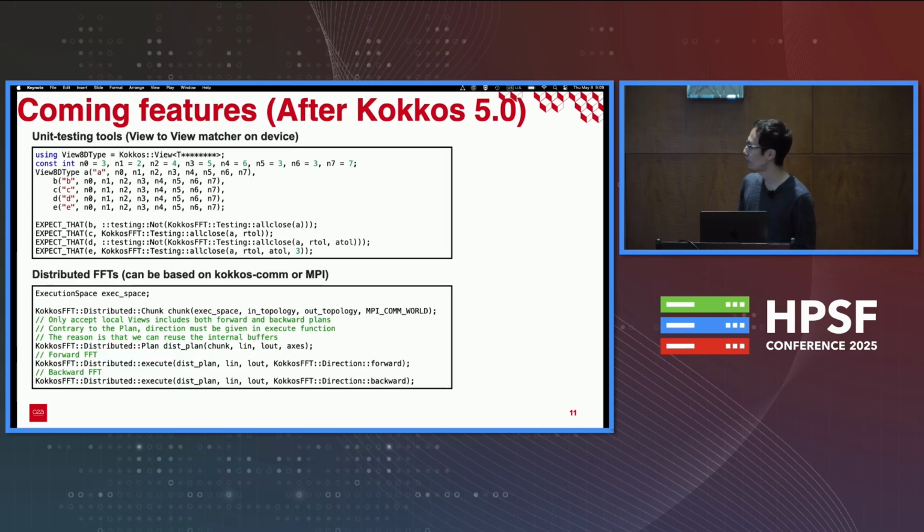The coming features targeting Kokkos 5.0 include unit testing tools, which may potentially be used by the rest of the Kokkos ecosystem. We are currently developing a view-to-view matcher on device, which allows us to compare two different Kokkos views on device in a performant and easy way. Another one is distributed FFTs, which may be used by somebody. We are currently developing it, as an internal collaboration with Kokkos.com, to provide a more performant version, like the NCCL or RCCL backend. But this is currently under development.